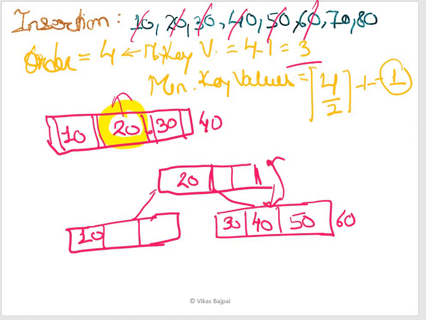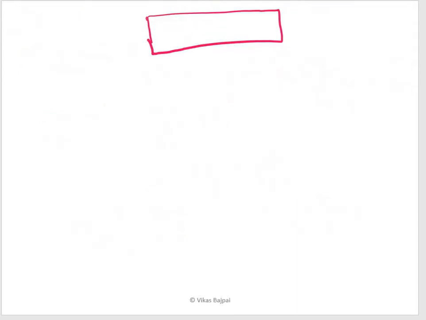Now, to be very specific, this is pointing directly to this, and this would be pointing to this. Now the address would be clear. And now we have 20 here. This was the previous stage.